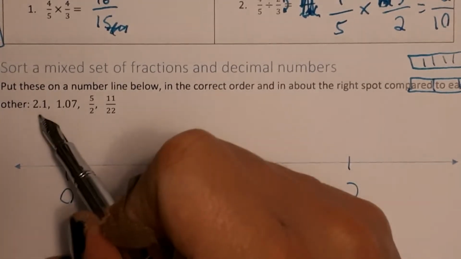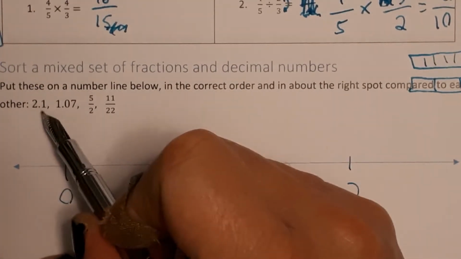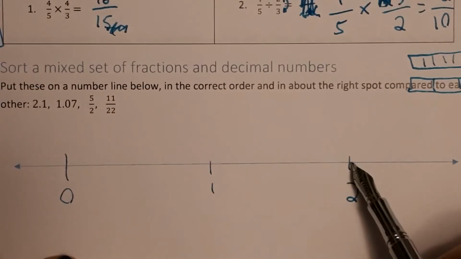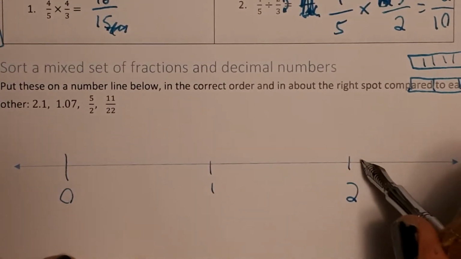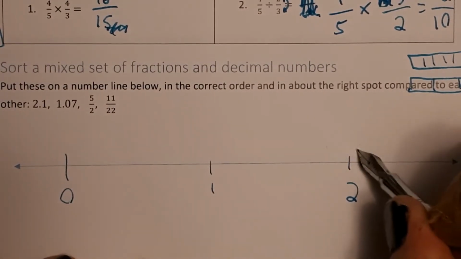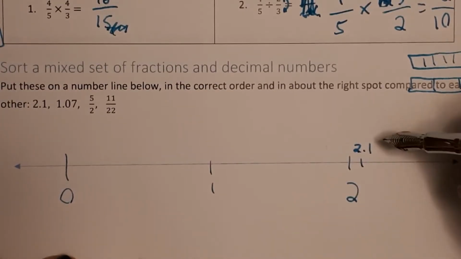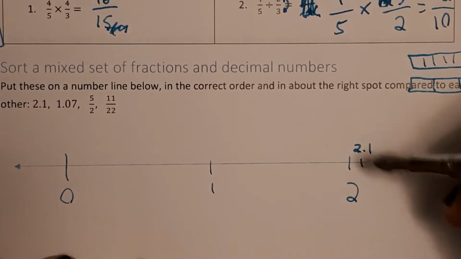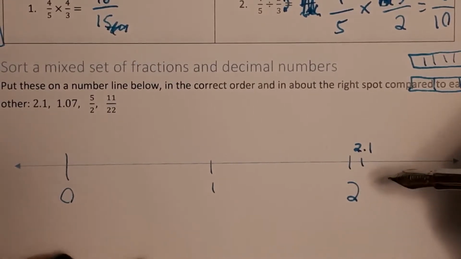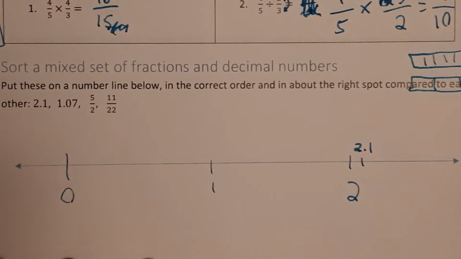So here we got 2.1. Where's 2.1? Well, that's over here. 2 and a little more. Here we go. 2.1. I'm going to put it on the top of the line just so it doesn't feel too crowded, you know. You gotta give them their personal space. It's okay.